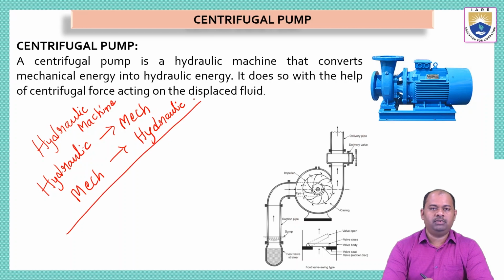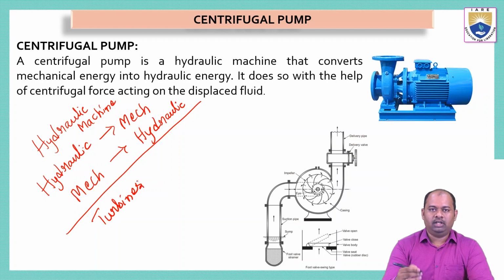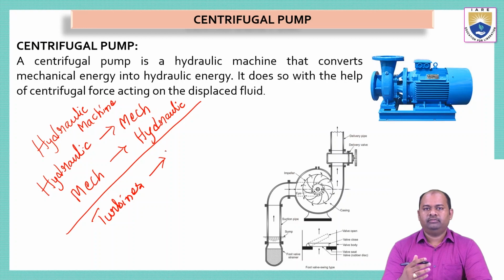In these hydraulic machines, there are two types. First one, turbines, which we have already studied in the previous lectures. There are different types of turbines, like open reaction turbines, open closed turbines. So turbines are the devices which will convert the hydraulic energy, that means the kinetic energy of the water that is stored in the reservoir.